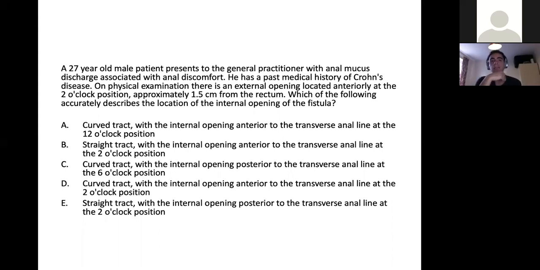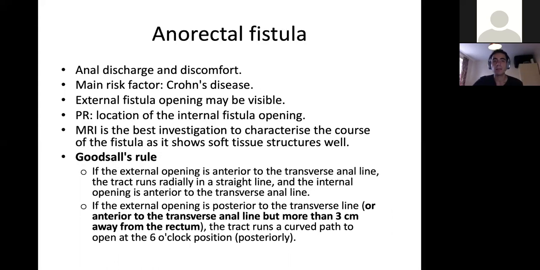Because it's anterior and less than 3 centimeters from the rectum, we need to think that it's a straight tract. We'll show you a diagram to explain why. But the two important things to note are that it's anterior and it's less than 3 centimeters from the rectum. So it means it's a straight tract. The internal opening would be in a straight tract from the external opening.